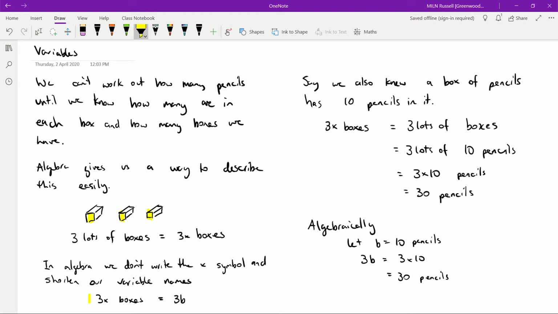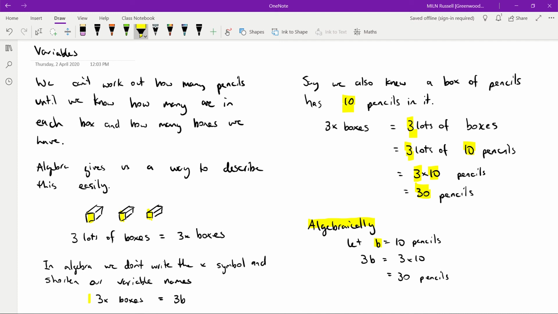So in this case, let's say that each box has 10 pencils in it. So if we have 3 boxes, we have 3 lots of boxes. And in each lot of boxes, in those 3 lots, we have 10 pencils in them. So that gives us 3 lots of 10 pencils, or 30 pencils. Now, algebraically, we could say that a little bit simpler. We could say, let b, our variable, equal 10 pencils. And wherever we have a b, instead we're going to write 10.